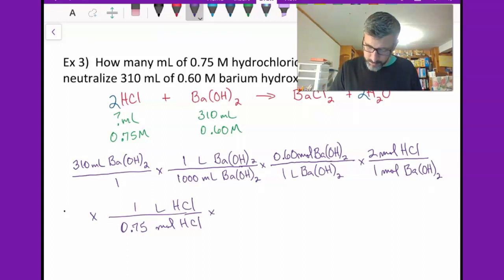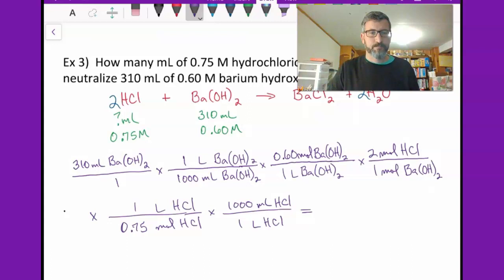And then the last step is going to be 1 liter, of course, because we're asked for milliliters, is 1,000 milliliters. And now we're ready to get out the calculator. All right, I got 496, which is a big number, but we used a relatively large volume of barium hydroxide plus the 2-to-1 ratio in the balanced equation from HCl to barium hydroxide, so that kind of makes sense.